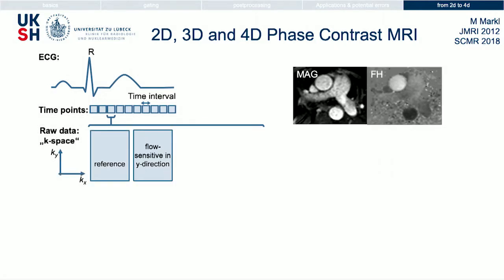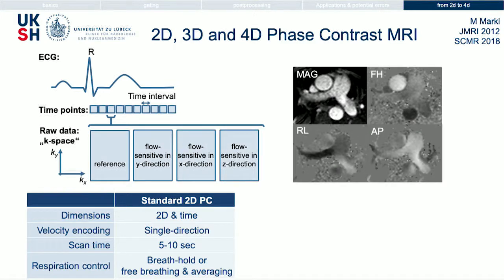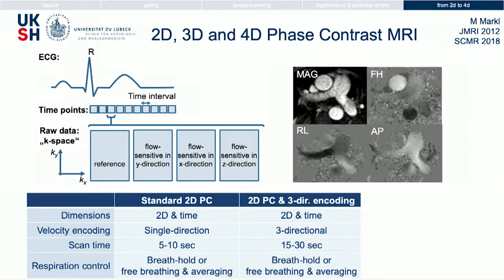How does that work? So in the beginning, it's all the same. You collect data for one time point, for the reference value, and for the flow-sensitive direction, here in this case, feet to head. This is what we did all the time. This is single direction just through the plane. If you're adding flow sensitivity to the other directions, so right to left and anterior to posterior, so you see that here, right to left in the right pulmonary artery and anterior to posterior in the main pulmonary artery, then you get still a 2D scan, but it's 3-directional. So you're measuring 3 directions, and you cannot have those angulation errors I've talked about earlier.